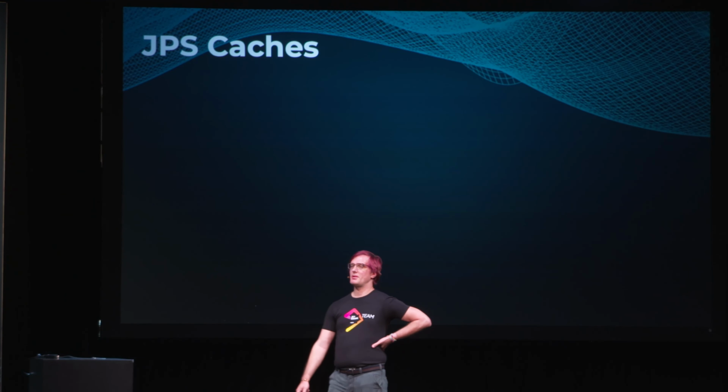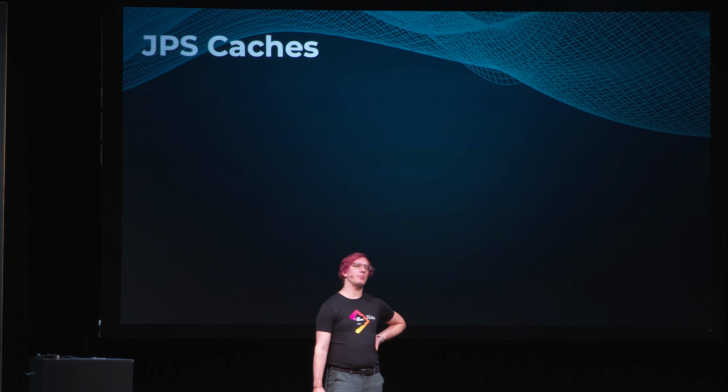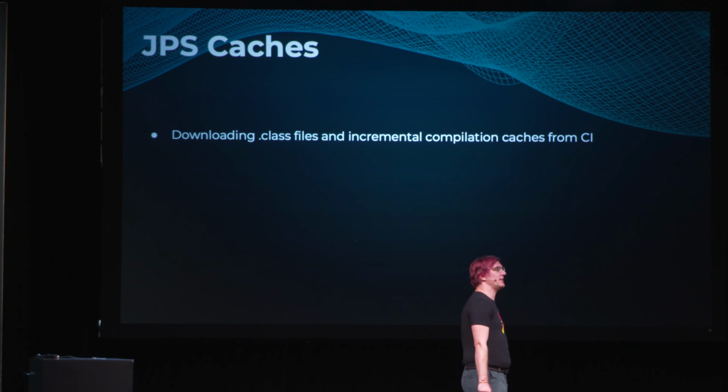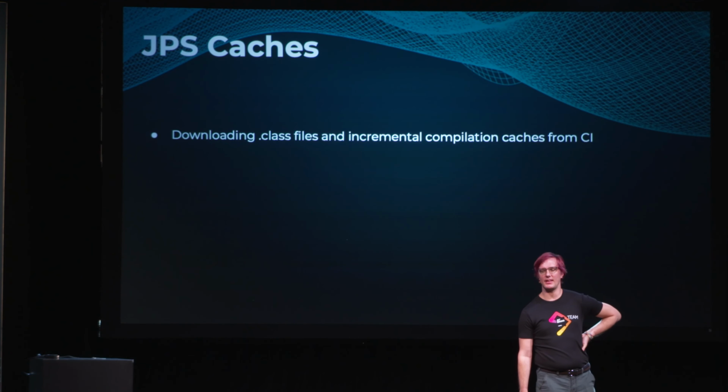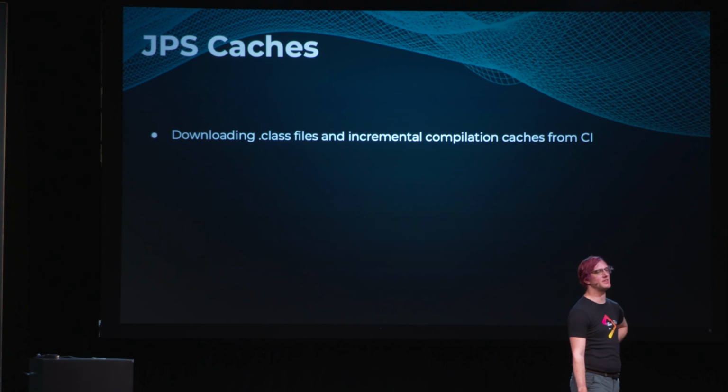One other thing that we built to reduce the compilation time is called JPS caches. This is our internal solution. This is not something that you can apply to your own project, but this is actually quite tightly coupled to our build system and our CI. What it does is allow you to download the set of class files and incremental compilation caches from CI.